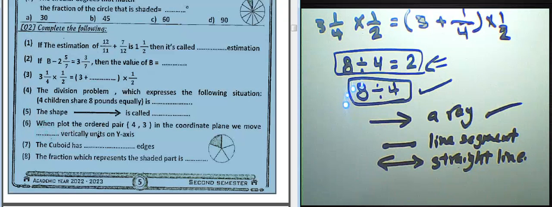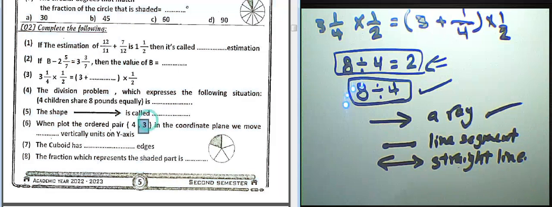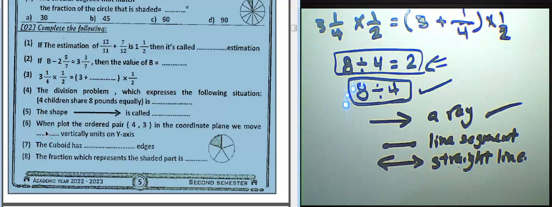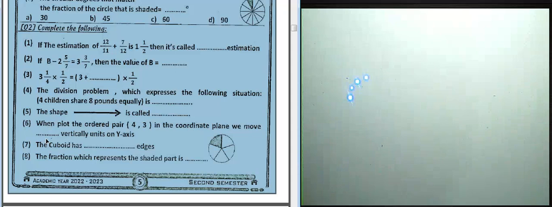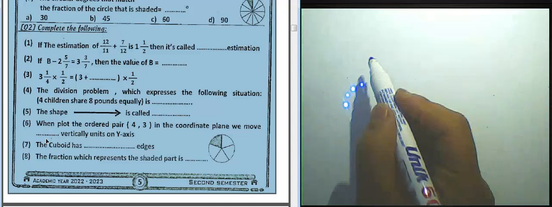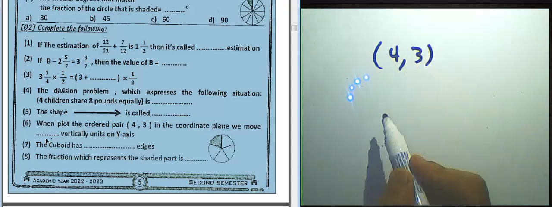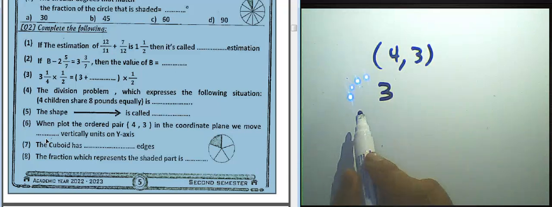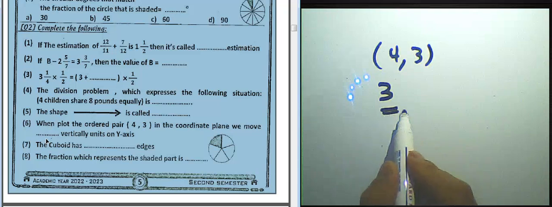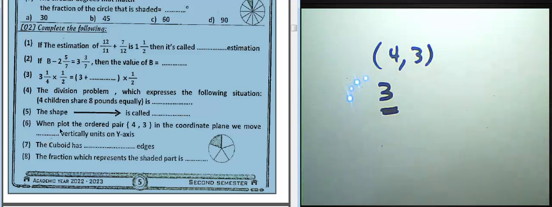Again, we plot the ordered pair 4 and 3 in the coordinate plane. We move space vertical units on the y-axis. On the y-axis, we must write 3. Write 3 here in the space. Okay. What did you ask about? The y-axis, because for the point we have the x-axis and y-axis for the first projection and second projection, and then we must move 3 vertical units on the y-axis. Write 3 in the space.